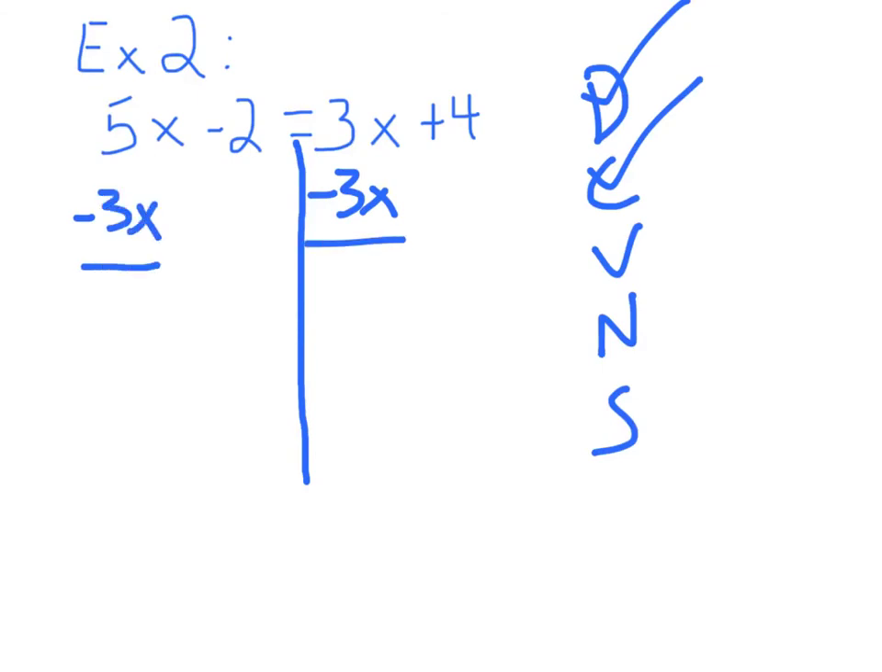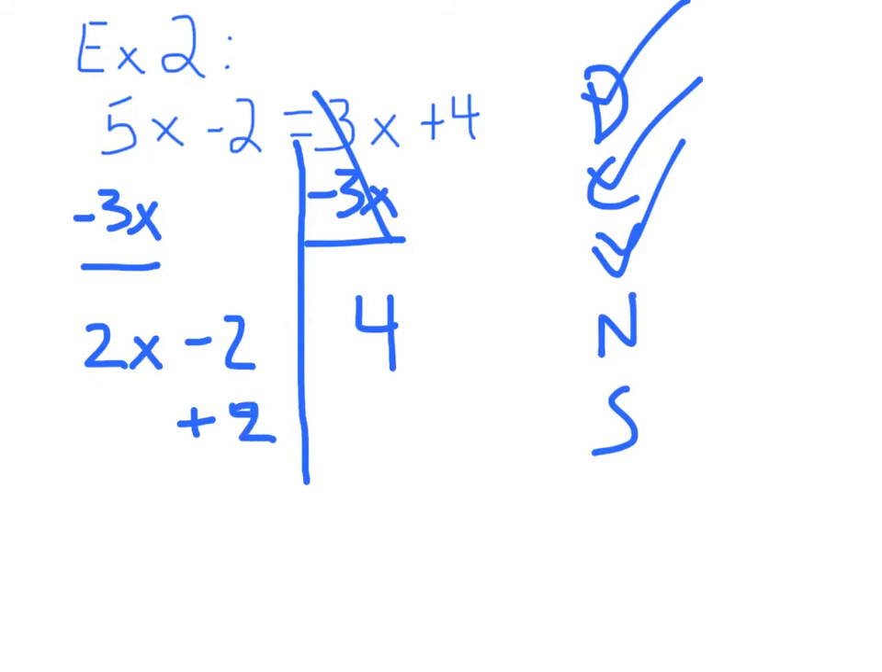A positive 3x and a negative 3x, they cancel out. 5x minus 3x is 2x. So I have 2x minus 2 equals 4. So I moved my variables to the left. And now I need to move my numbers to the right. I have a number by itself, so that's minus 2. Opposite of minus 2 is a plus 2, not a plus 4.